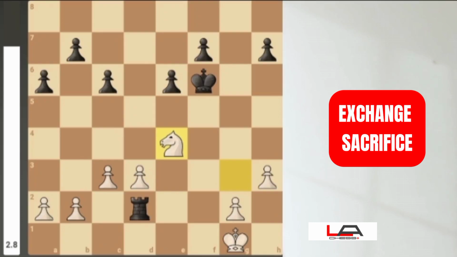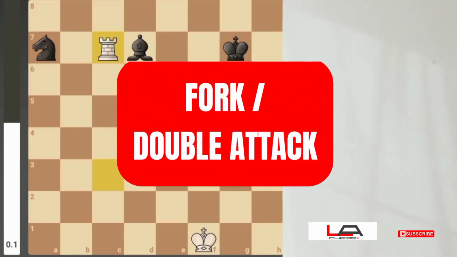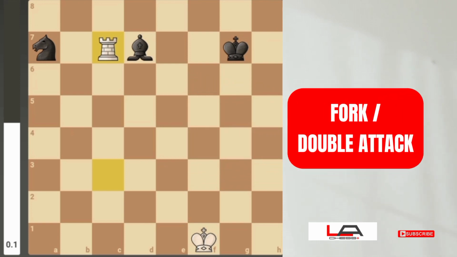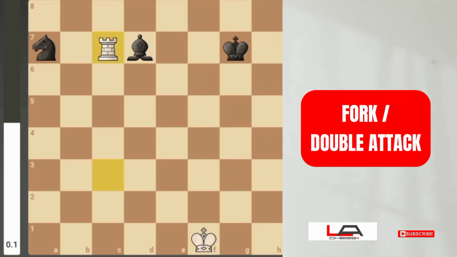Number 14. Fork, double attack. A double attack is an attack or threat on two things at once. The advantage of a double attack is that it is hard to defend two things with one move. We use the term fork to describe a double attack by a single unit, usually a knight, queen, or pawn. Rook c7. The key idea of this tactical motif: white applies a double attack on the knight and bishop.